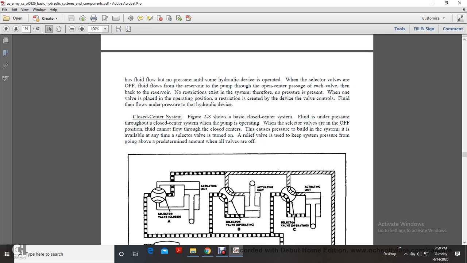Closed center system. Figure 2.8 shows the basic closed center system, with fluid under pressure throughout the closed center system. The pump is operating with the selector valves in the off position. The fluid is controlled through the closed center and causes the pressure to build up in the system. The relief valve is used to keep the system pressure from going above the determined amount.